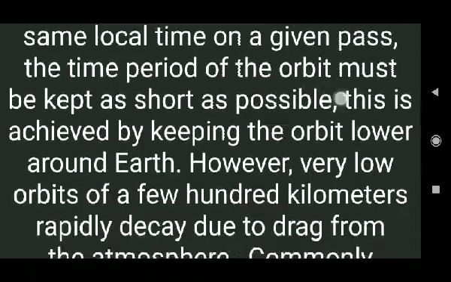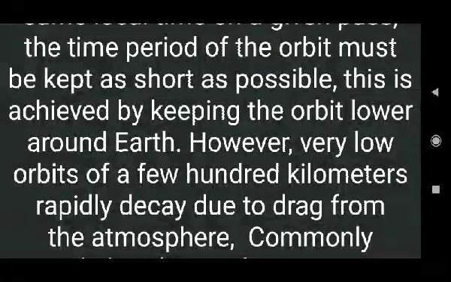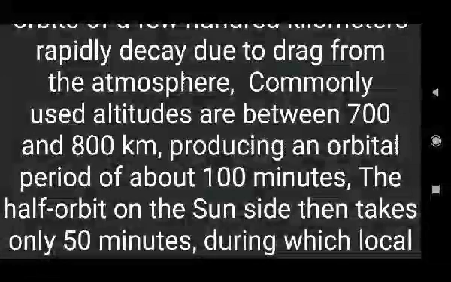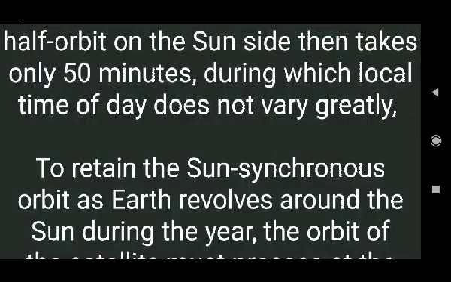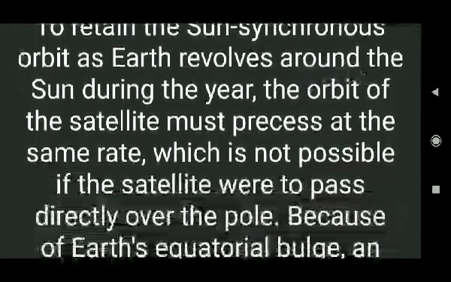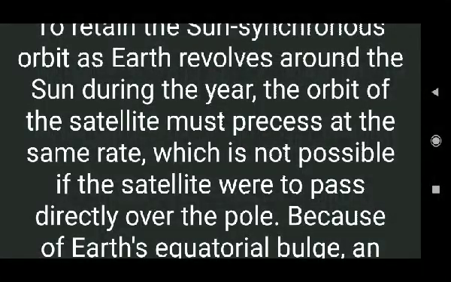To keep the same local time on a given pass, the time period of the orbit must be kept as short as possible. This is achieved by keeping the orbit lower around Earth. However, very low orbits of a few hundred kilometers rapidly decay due to drag from the atmosphere. Commonly used altitudes are between 700 and 800 kilometers, producing an orbital period of about 100 minutes. The half-orbit on the Sun side then takes only 50 minutes, during which local time of day does not vary greatly.